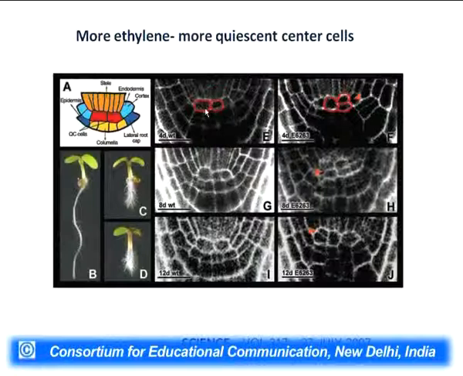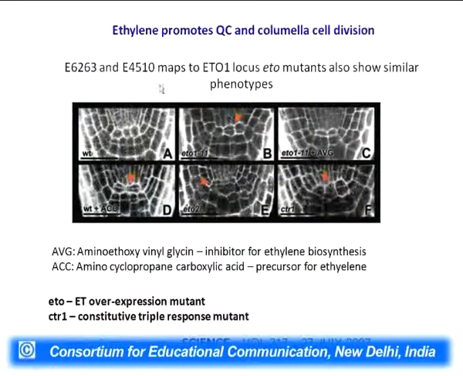So this again shows you that this is wild type, this is one layer of cells. If you have more ethylene, you have more layers of quiescent center cells. And this is not only the case of this mutant, other genes also, when there is a gene mutation called ETO1, there is more ethylene, and it makes more root hair.